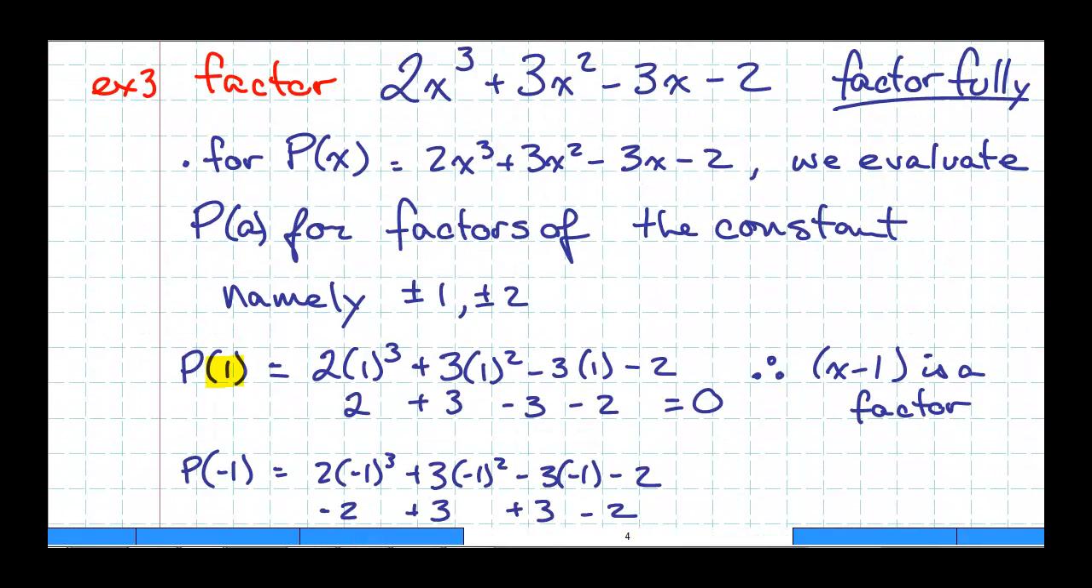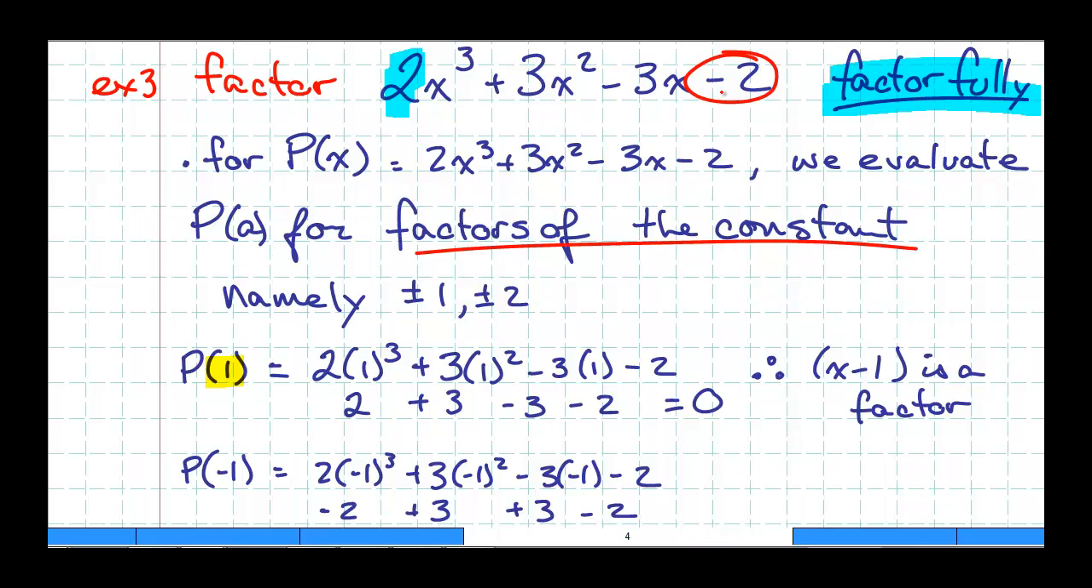All right, in example 3, you were asked to factor fully this cubic function with a leading coefficient of 2. In order to factor, we test numbers that are factors of the constant. So for P of x, we evaluate P of a for factors of the constant. That's what it means. We're going to test only numbers that could possibly multiply together to make negative 2, and that's positive or negative 1 and positive or negative 2. There's no point in testing 3 and 4 and 5 because I can't multiply 3, 4, or 5 by an integer to get negative 2.